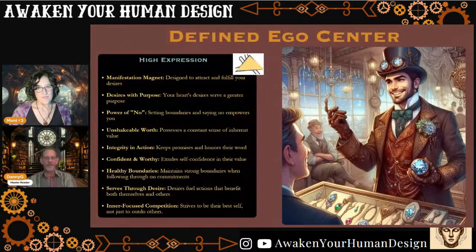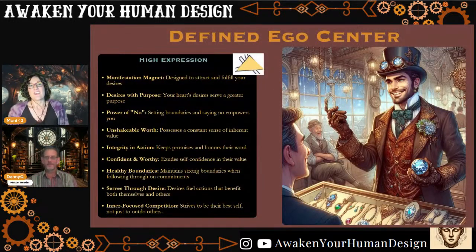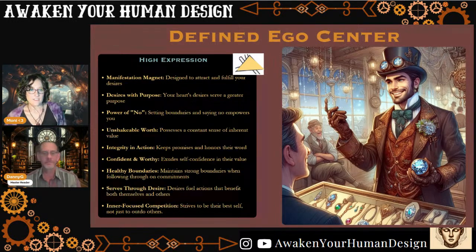Defined ego in the high expression, manifestation magnet, designed to attract and fulfill your desires, desires with purpose. Your heart's desires serve a greater purpose. The power of no, setting boundaries and saying no empowers you. Don't commit to things that you don't actually want to do because that will hurt us.